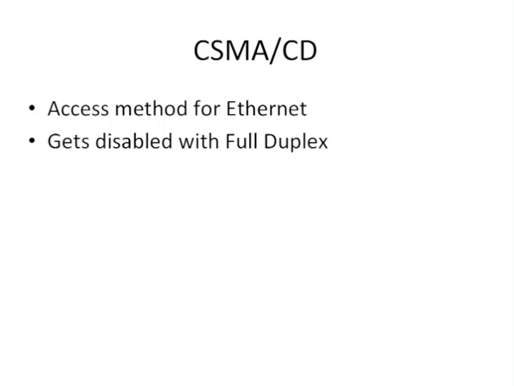Multiple access means multiple stations have access to the same link, and collision detection means they try to listen for collisions. So what does that mean? How does it work? Well, if you want to send something, you listen for a short period of time to make sure that nobody else is sending at that same time. If someone else is sending, you wait.